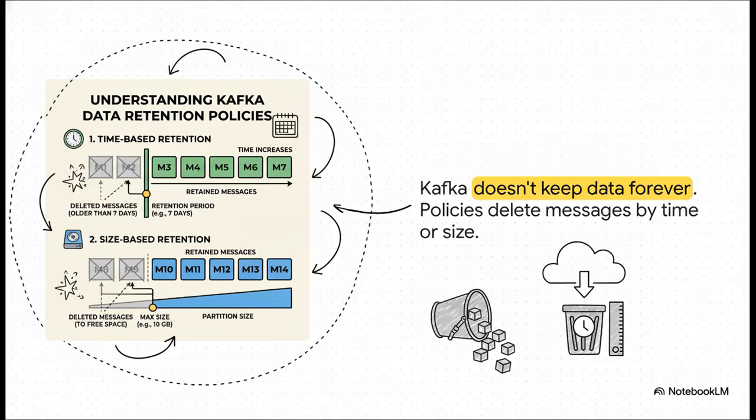So it uses what are called retention policies. It's super simple. You can configure it to say, hey, delete any messages older than 7 days, or once this topic hits 10 gigs, start deleting the oldest stuff. It's just a way to automatically manage disk space so you don't have to.